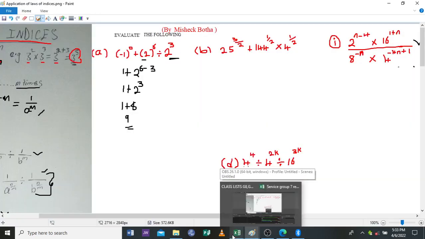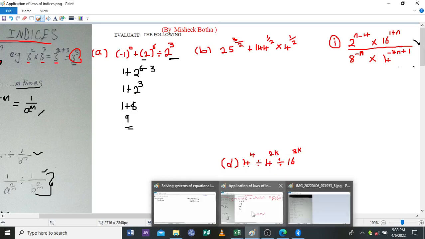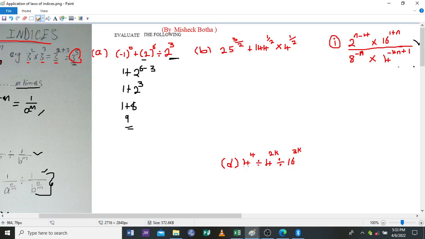Now we can proceed. Here we have 25 to the power 3 over 2 plus 144 to the power 1 over 2 times 4 to the power 1 over 2. So what we can do there is to rewrite this. Now we know that this means we need the square root of 25. So there is where we put that 2. Now that 3 on top means it will be the power of what you are going to get.